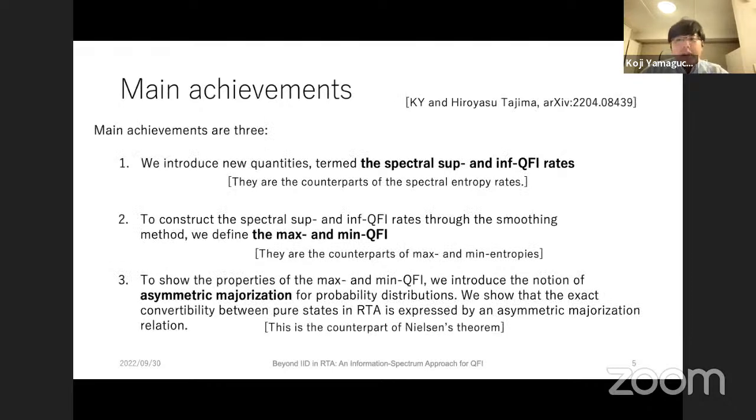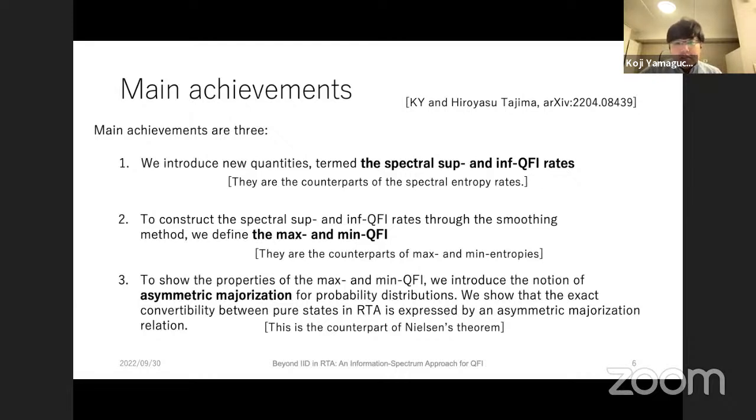There are three main achievements of our study. First, we introduced new quantities, which we term the spectral sup and inf quantum Fisher information rates. They are the counterpart in the resource theory of asymmetry to the spectral sup and inf entropy rates. Second, to construct these quantities through the smoothing method, we define the maximum and minimum quantum Fisher information. These two have similar properties to the maximum and minimum entropies.